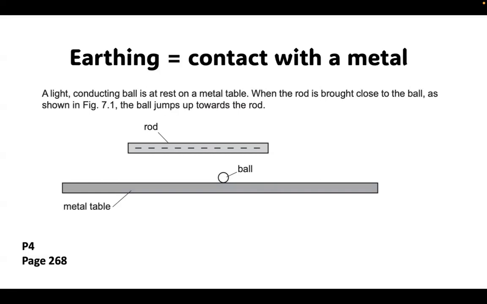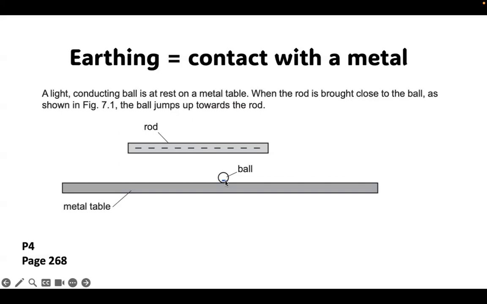Let's think together. Because the rod is negatively charged, it will repel the ball. Remember that the ball is metal, so electrons can move in that ball, right? So when there is a negative and positive on the ball, the negative on the ball can move away because it will be repelled by the rod.